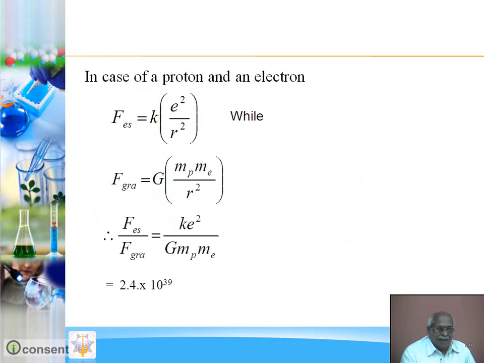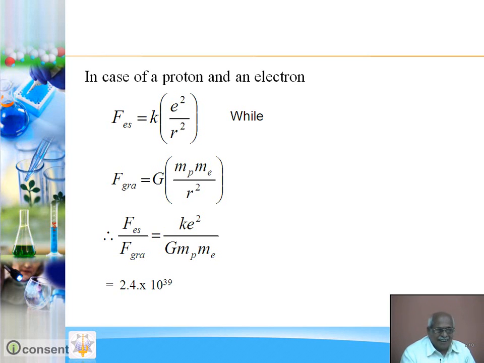Let us see this in a more precise manner. Let us consider electrostatic force and gravitational force between the same bodies. Instead of bodies, now I will say particles. You know very well, a hydrogen atom consists of 1 proton and 1 electron. Let us compare gravitational force and electrostatic force between these two particles, 1 proton and 1 electron.